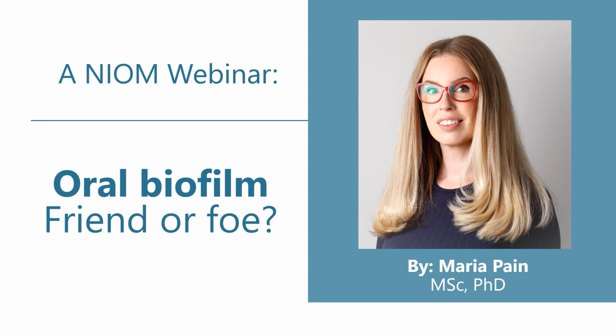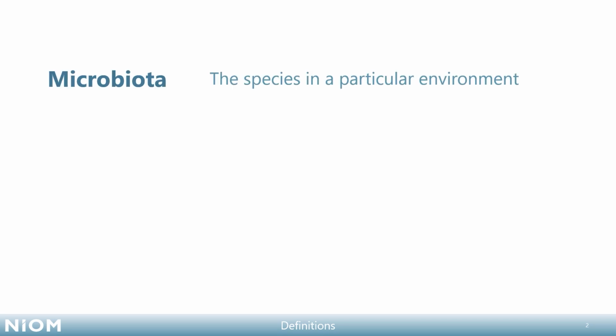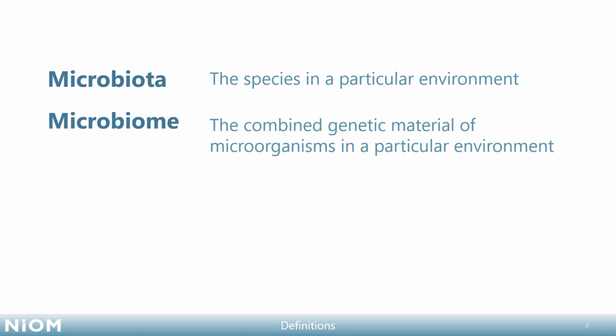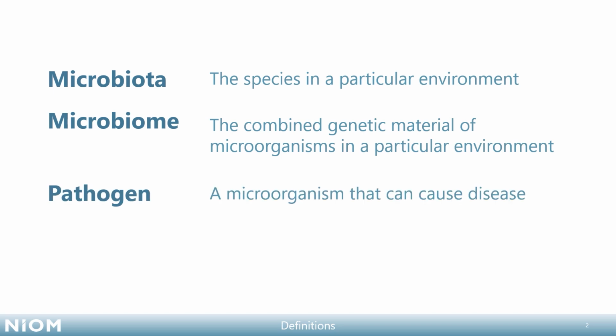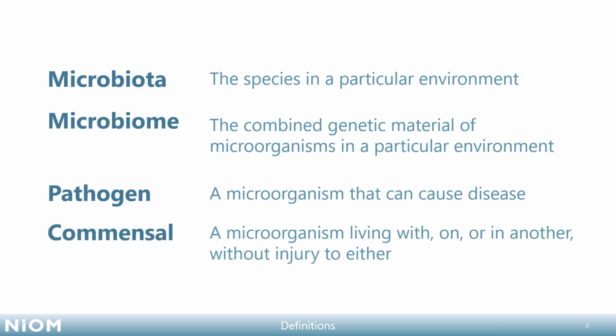Before we dive into today's topic, I want to briefly go through some definitions for terms that I will be using in this webinar. So when we talk about the microbiota, it refers to all the microbes, so that includes bacteria, fungi and viruses in a particular environment. The microbiome, on the other hand, is the combined genetic material of all microbes in a particular environment. So for example, all the microbes on the tongue would be called the tongue microbiota, while the genetic material of those microbes would refer to the tongue microbiome. I will also be talking about both commensal and pathogenic bacteria, where a pathogen is a microbe that can cause disease, and a commensal is defined as a microbe that is not causing any harm.